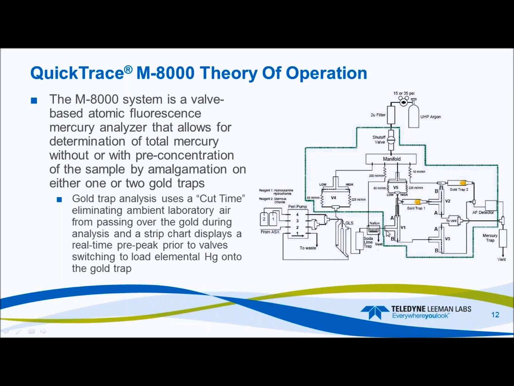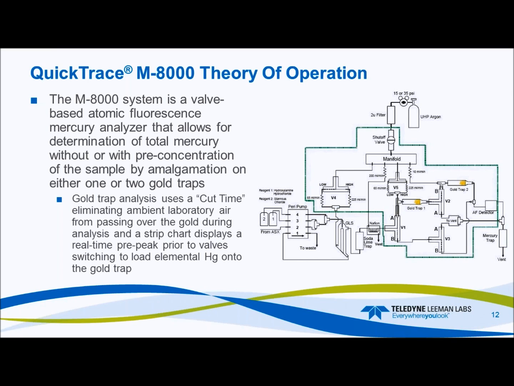So if we look over here, we have valve 1. When we're loading, when we start the system in gold trap, if you enable the cut time, the sample actually flows from valve 1 to valve 3 and then up to the detector. So we see a real-time peak. And once the air goes past the system from the probe moving, then we can switch the valves and load the gold trap. And that allows us to remove any ambient contamination from the air.